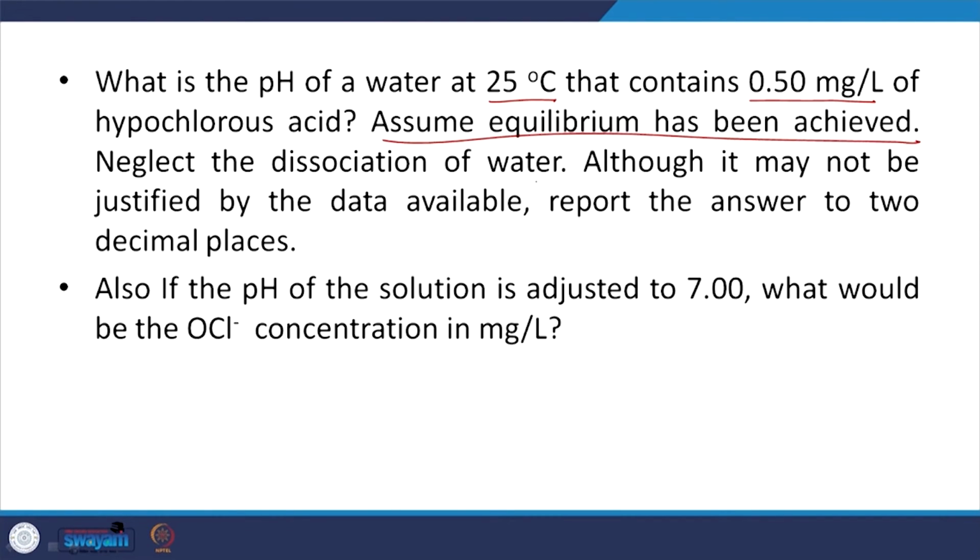So, neglect dissociation of water, not a great aspect, but fine, and report the answer to 2 decimal places. Okay. First thing is I have this, which is HOCl concentration, and I am going to have to look at it. Again, this is not a well framed question, but we will try to make do with what we have. Also, if the pH of solution was increased or decreased to 2 to 7, what would be the OCl minus concentration in milligram per liter?